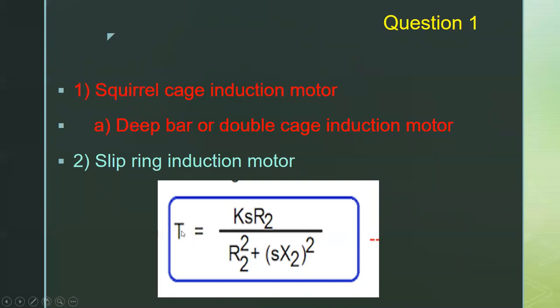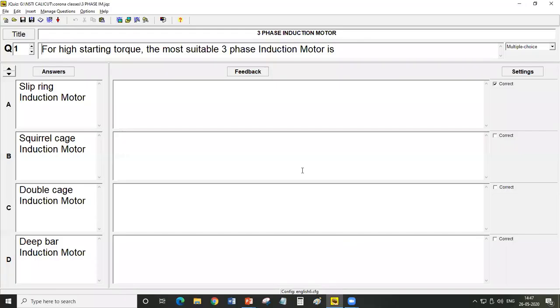One equation you can see here: torque T is equal to K into S into R2 divided by R2 square plus (S X2) the whole square. S is the slip, R2 is the rotor resistance, and X2 is the rotor reactance. In the figure you can see that when the rotor resistance is increased, you can increase the torque. You already studied that in slip ring induction motor, there is a facility to connect external resistance to the rotor. That is important in the slip ring induction motor. When you connect the external resistance, the rotor resistance will be increased, and the torque will be increased. So our answer is slip ring induction motor.